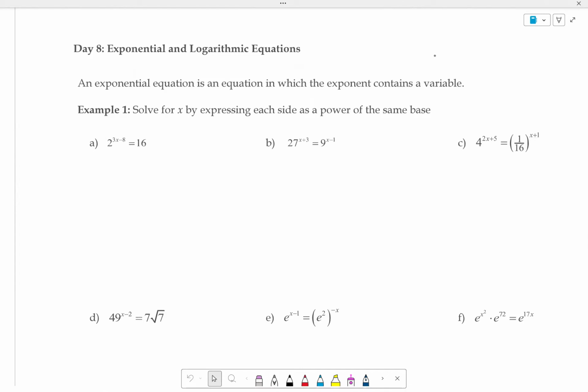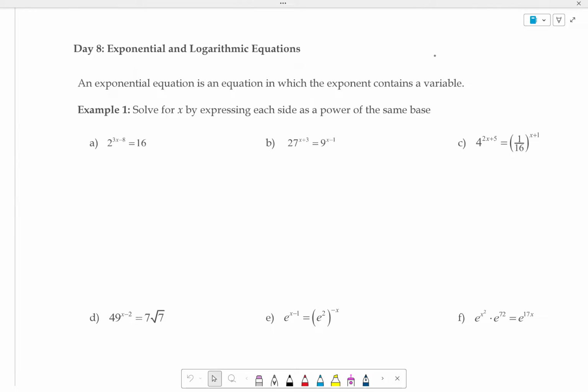Notice that the variable is in the exponent. That's why they're called exponential equations. I think you could probably already solve A, can't you? I'm going to show you the way I'd like you to do this. Anytime you have an exponential equation like this, if you can make the bases match, please do so.